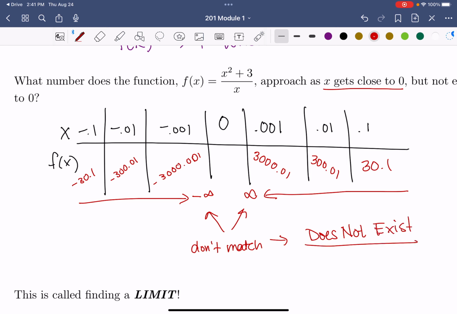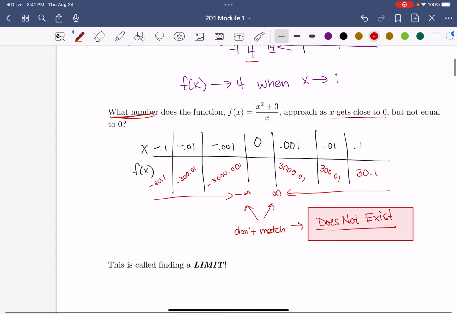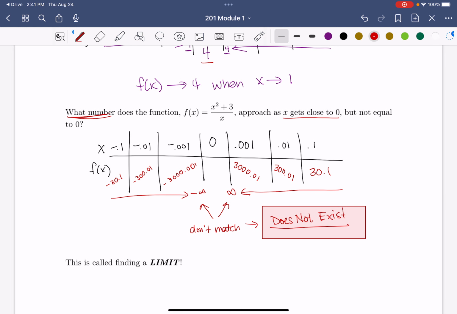Right? There isn't a value, a number, because the question is, what number does the function approach? Well, there isn't a number that it approaches from both sides. So therefore, that number does not exist. Okay, so when we can't get an answer, we say that the answer does not exist. Now we want to give this a name so that we can stop calling it all these words. And this is called finding a limit.